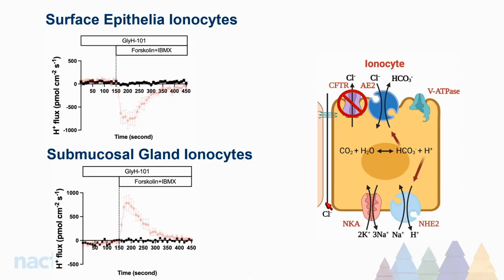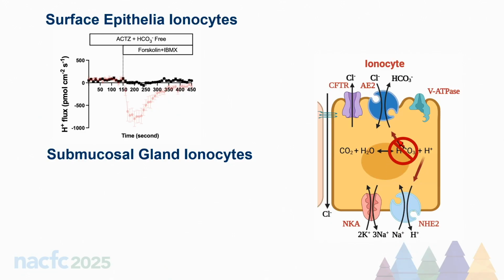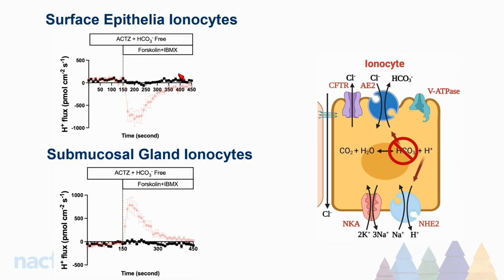And we want to verify that this is bicarbonate that is getting secreted into the airway. So we inhibit the production of bicarbonate internally in the epithelial cell using acetazolamide. And then in our bath also, we remove all the bicarbonate, and we do see that we shut down the function of the cell, indicating that it is bicarbonate that is secreted out of these ionocytes in the surface epithelia and also in the submucosal gland.